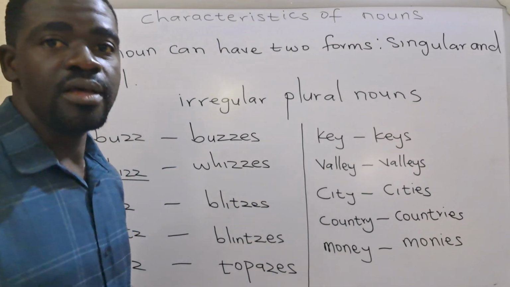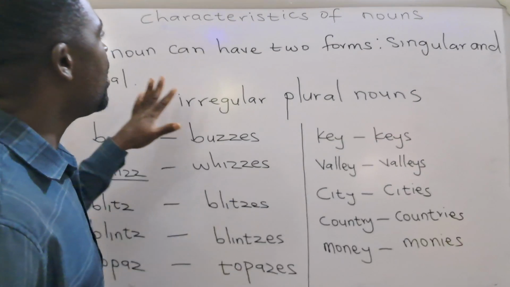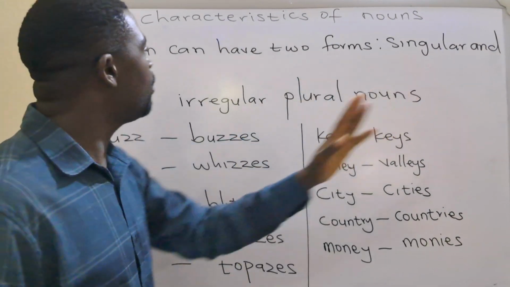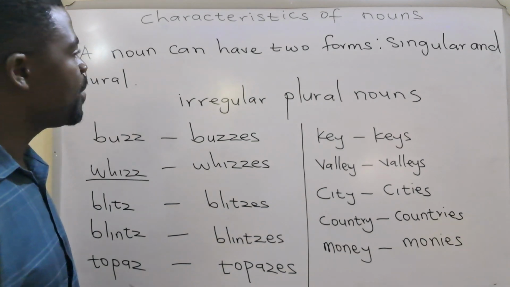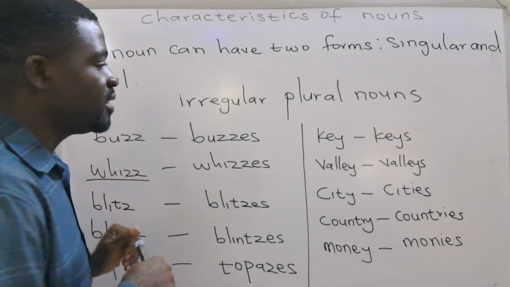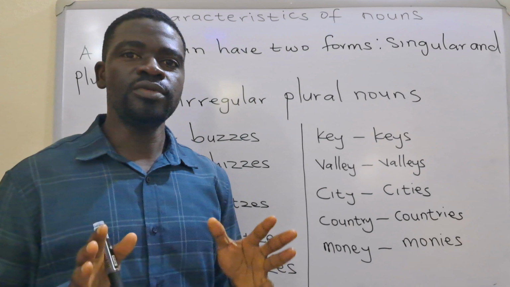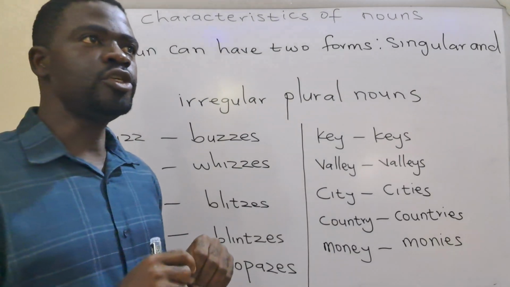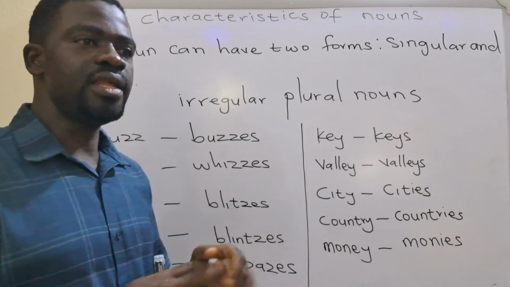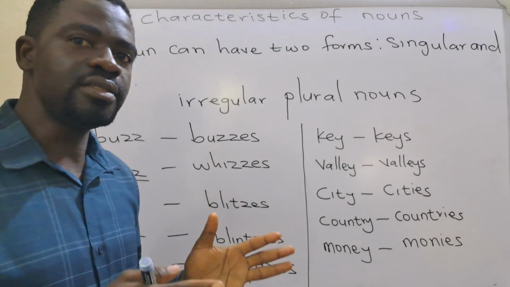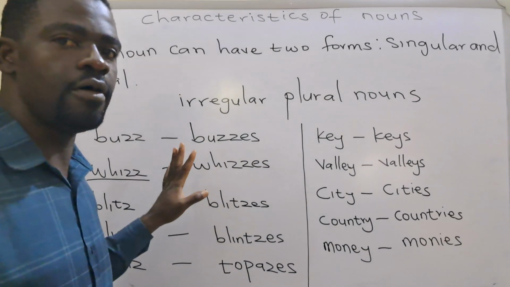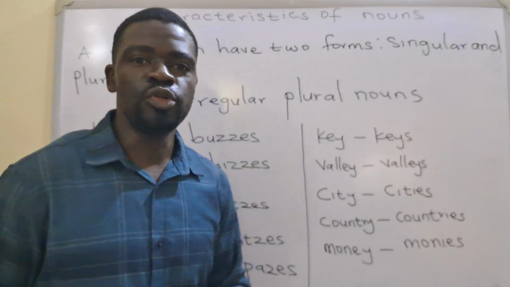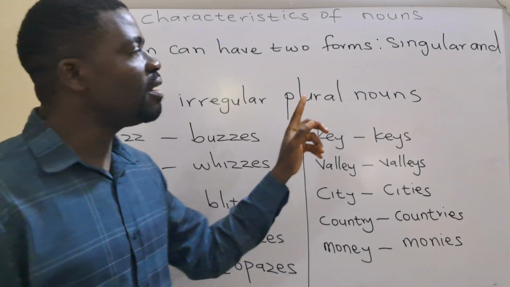In the previous lesson, we learned that nouns have two forms. That is one of the qualities of nouns. They can have singular or plural forms. And we looked at some ways that nouns take their plurals. In the previous lesson, I taught you that some nouns can add s or ies or es to their original form to form the plural. But in today's class, we are going to look at some irregular plural nouns.